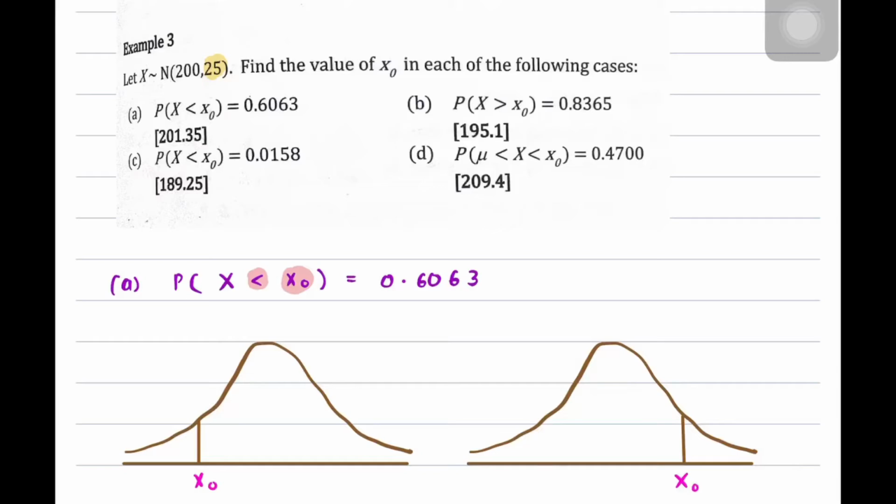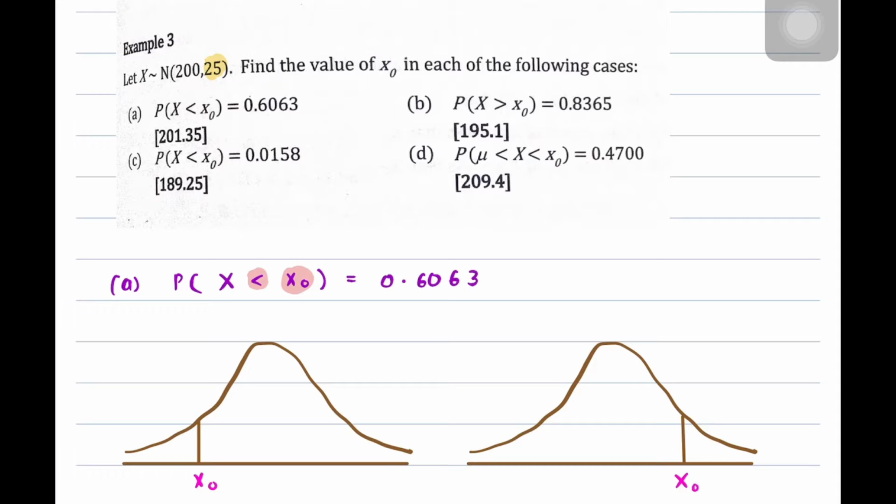Example number 3, the question is: let the random variable X follow a normal distribution, where the average is 200 and the variance is 25. Find the value of x0 in each of the following cases. In this question, you are given the probability and you have to find what your x0 value is. So this is actually the reverse method. So how can you find that x0?